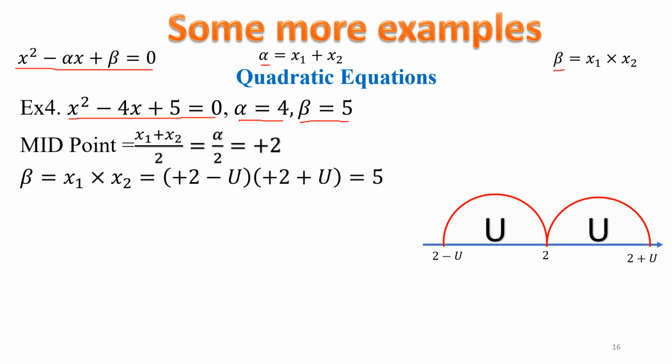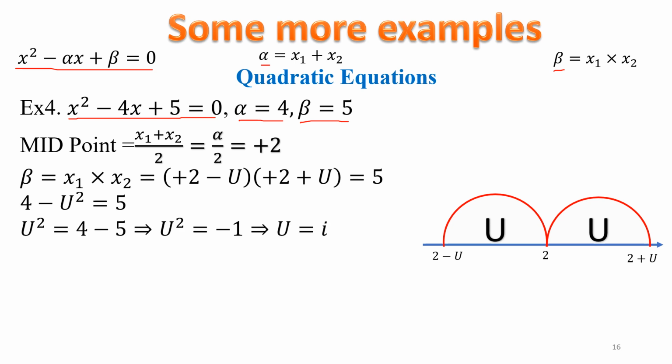we can find out beta is equal to x1 into x2. Beta we already know it is 5 and x1 is 2 minus u, x2 is 2 plus u. So a minus b into a plus b will be a square minus b square, that is 4 minus u square is equal to 5, and you can rearrange this equation for u square, and u square is minus 1 and u will be under root of minus 1, that is I. So you have to employ u in the basic equation of roots 2 minus u. You have to replace u by I. 2 minus I, 2 plus I will be the roots of the equation.